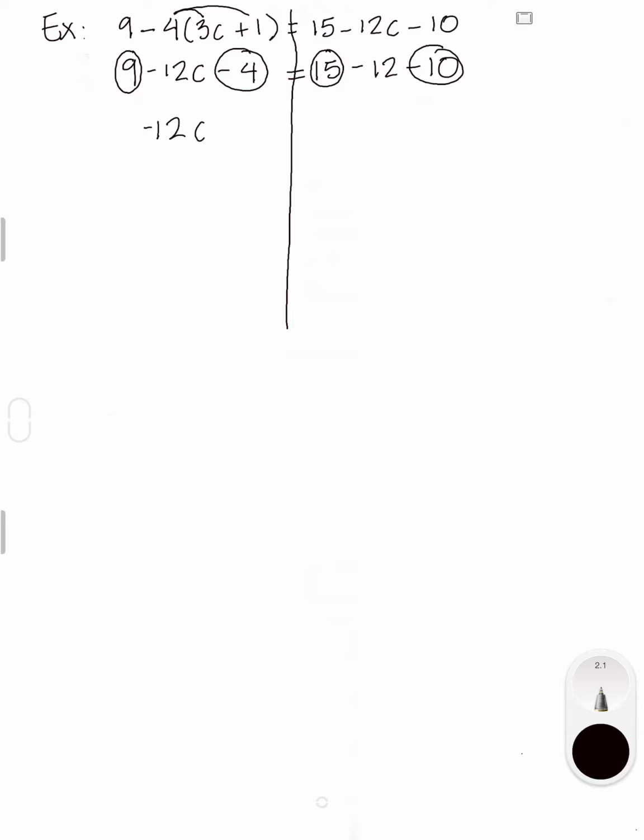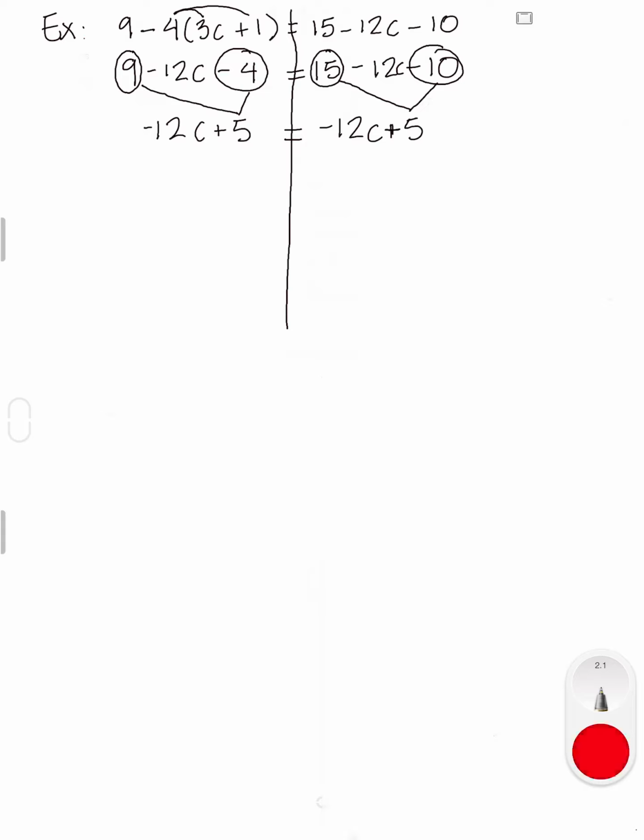So we will end up with negative 12c, and then 9 minus 4 will be positive 5, equals, and then this will be negative 12c, and then 15 and negative 10, which is negative 5, right? So, I mean positive 5, sorry. It's a positive.